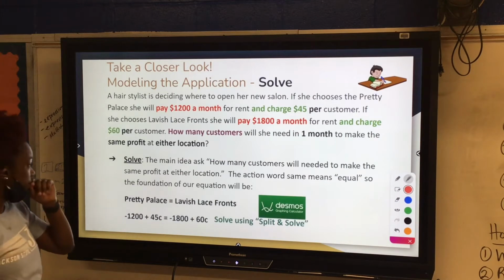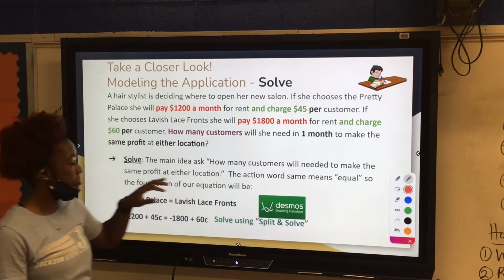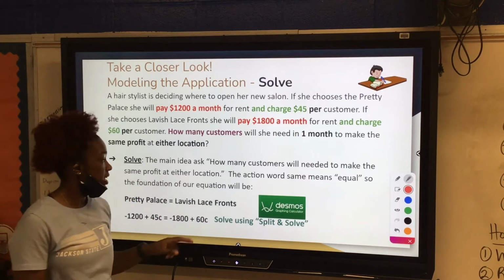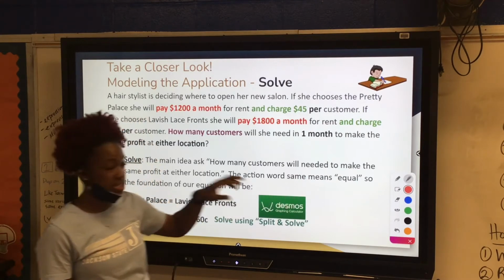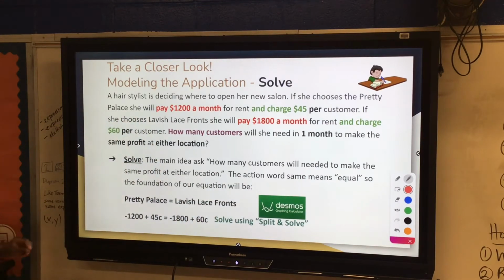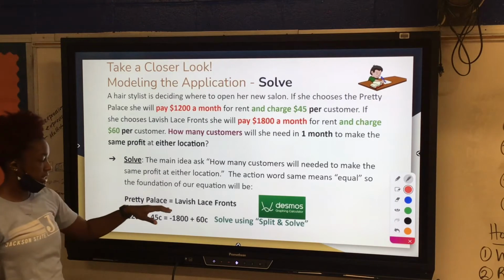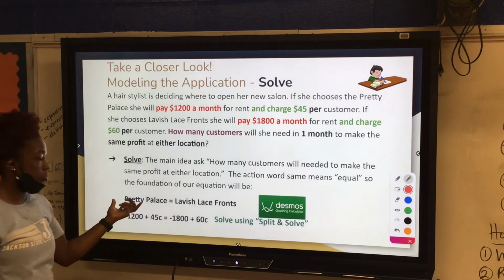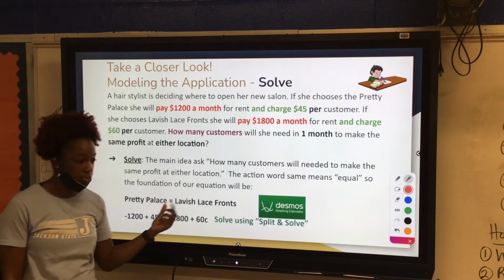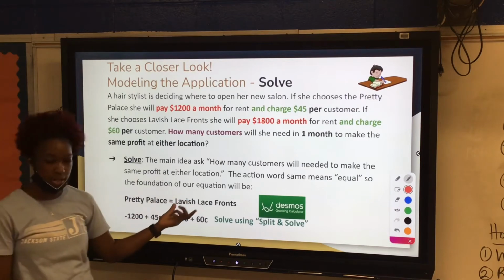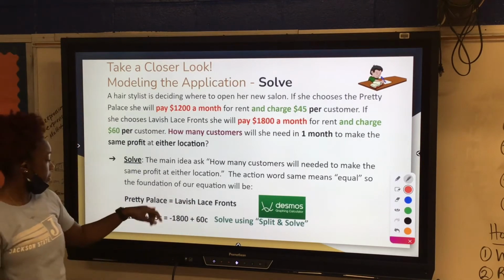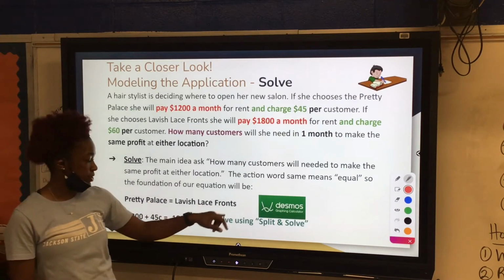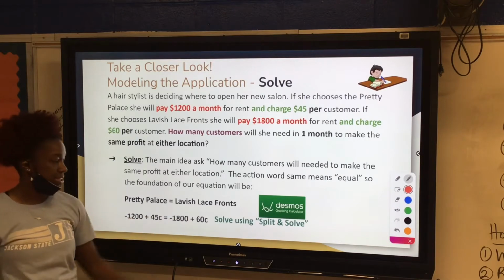Now we need to solve it. The main idea asks how many customers will be needed to make the same profit at either location. The action word same means equal. So the foundation of our equation will be Pretty Palace equals Lavish Lace Fronts. When you're writing equations, it's best to go ahead and write your words out first so you won't get confused, and then fill in the equation under that. So, Pretty Palace, we had negative 1200 plus 45C. That equals Lavish Lace Fronts, which is negative 1800 plus 60C.